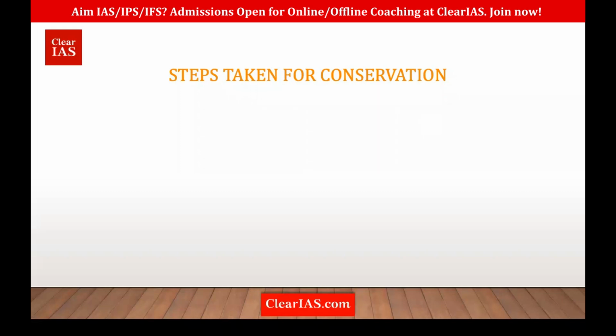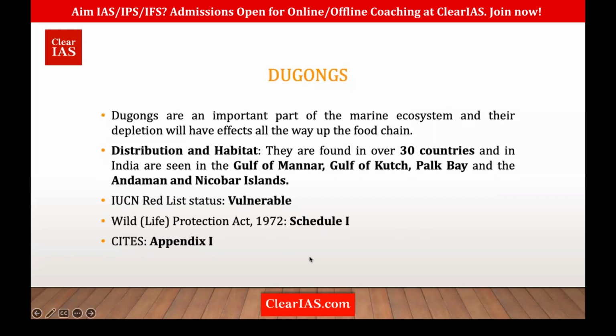Okay, then what else have we seen? It is vulnerable as per IUCN. And where is it found in India? It is found along the Gujarat coast, that is the Gulf of Kutch and Khambhat, the Tamil Nadu coast, Palk Bay and Gulf of Mannar, and the Andaman and Nicobar Islands. So that is the dugong.